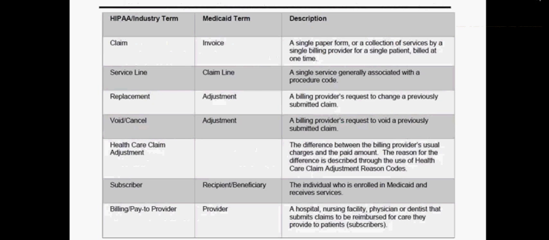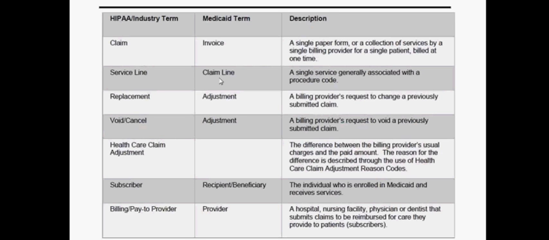Okay. So if you notice in each and every session, I'm doing some terminologies, right? So continuing with the glossary of terms, the word invoice and the word claim are mostly used synonymously, but there is a slight difference here. We receive a claim. That means the provider sends the claim, and the payer company in turn generates the invoice and sends it. But sometimes they are used for the same meaning. A claim is a single paper form, a collection of services by a single billing provider for a single patient billed at one time. So just so you are thoroughly clear on that.